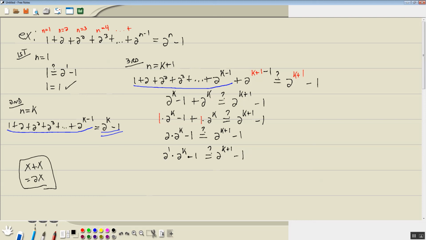Now when you have 2 to the power times 2 to the power, you add the exponents. So 1 plus k is k plus 1, minus 1. And you notice at this point, it's equal to the other side. Now we showed it's true for n is equal to 1, we assumed it's true for n is equal to k, and we showed it's true for n is equal to k plus 1. And by proof of induction then, it's true for all values. And that's our example.